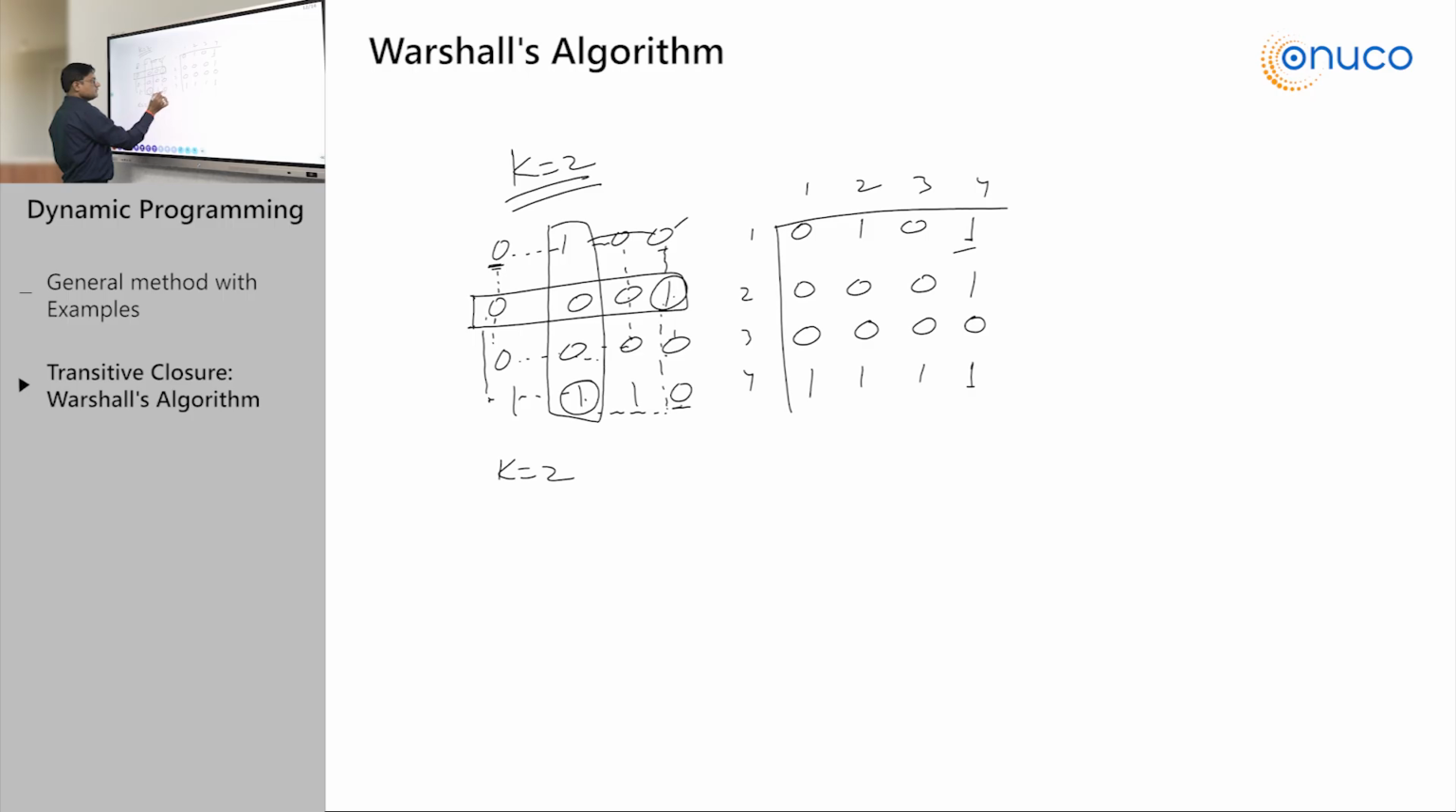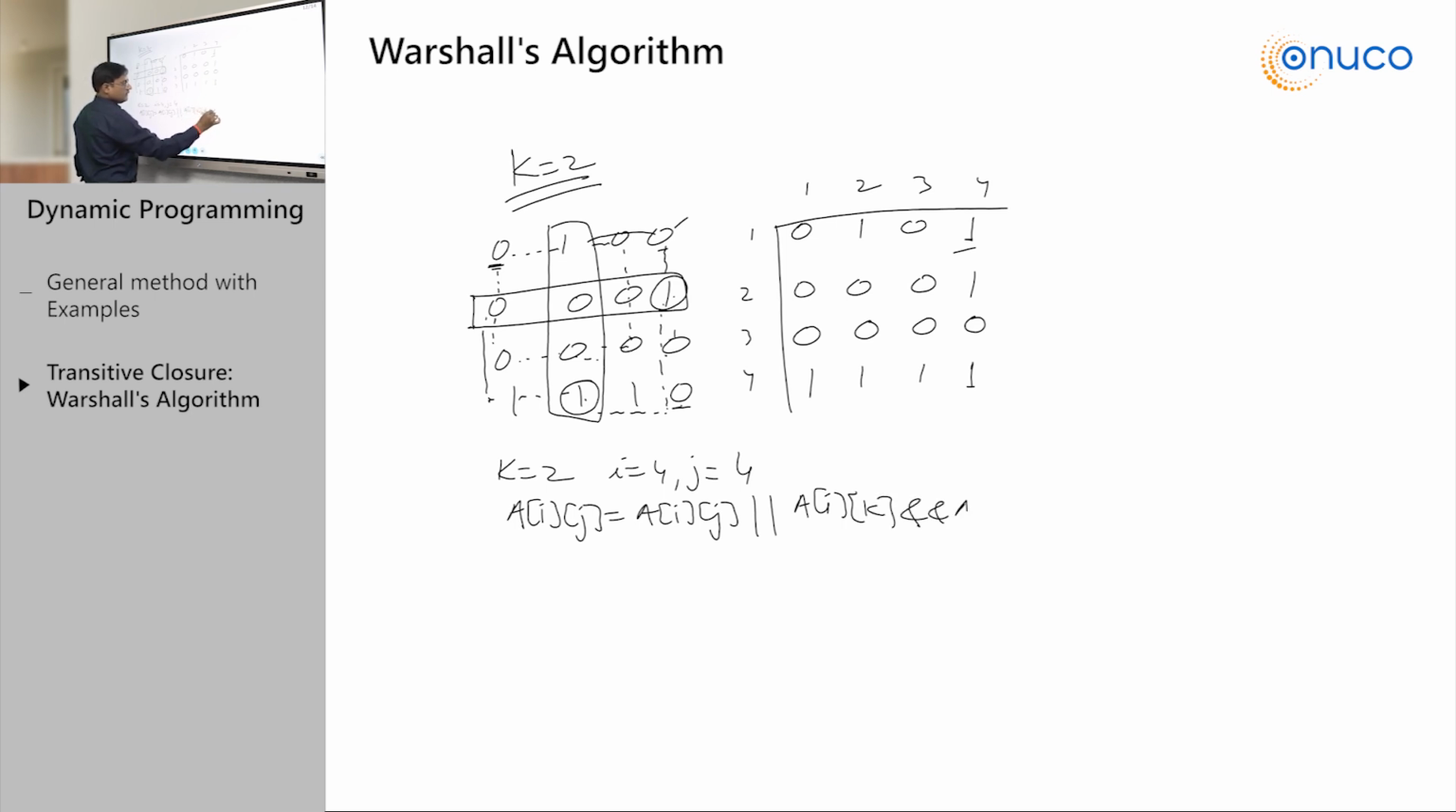If you are looking for this position's element, which row is it? 1, 2, 3, 4. So i is 4. If you are looking for the j position, what is the position? 1, 2, 3, 4. It is the fourth column, so it is 4. If you are going to apply the formula, what was that? A of ij is equal to A of ij or A of ik and A of kj. Okay.